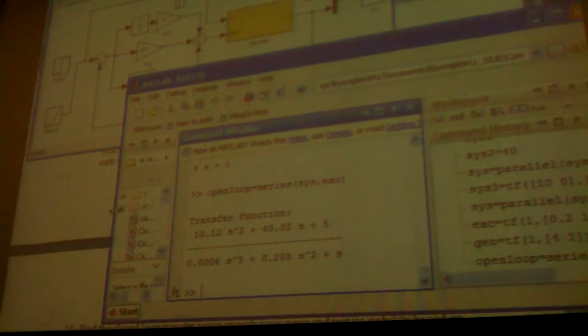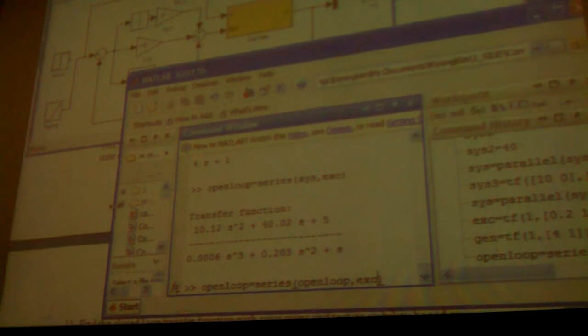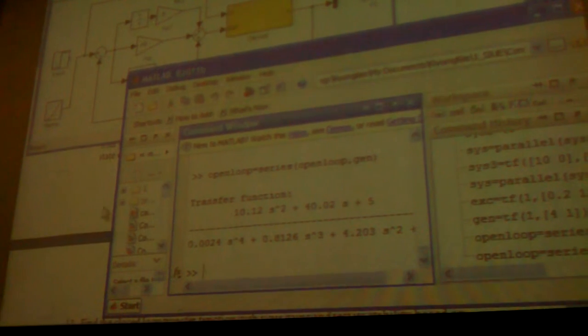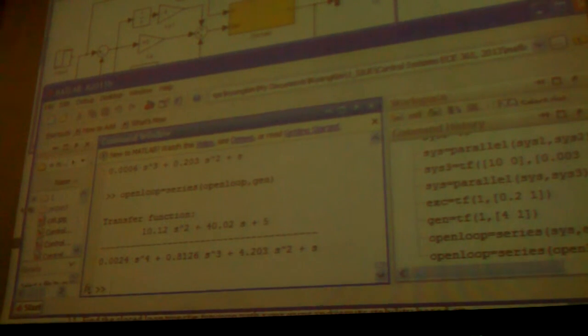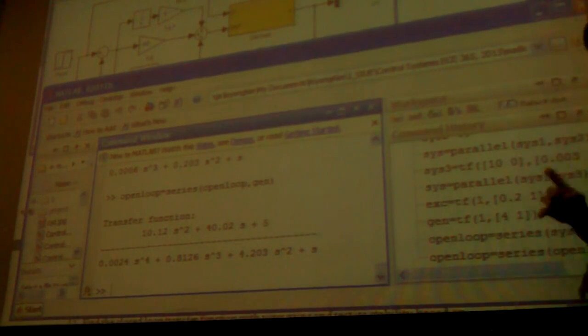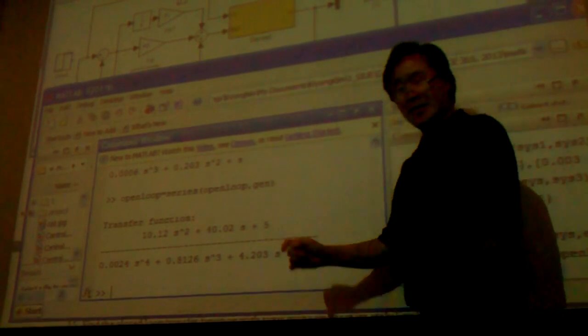So I'm going to do one more time here. Now I'm going to multiply by the generator. So the open loop and the generator. So it's a fourth-order system now. 1, 2, 3, 4. Yes.